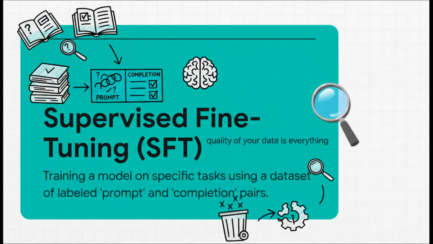First up is SFT, and the textbook analogy here is spot on. Imagine you're giving the model a study guide filled with questions and the exact right answers. You provide a data set of high-quality prompt and completion pairs, and the model learns to copy that style and structure. Now, this is super important. The quality of your data is everything. It's the classic garbage in, garbage out. Your model will only be as good as the examples you teach it with.